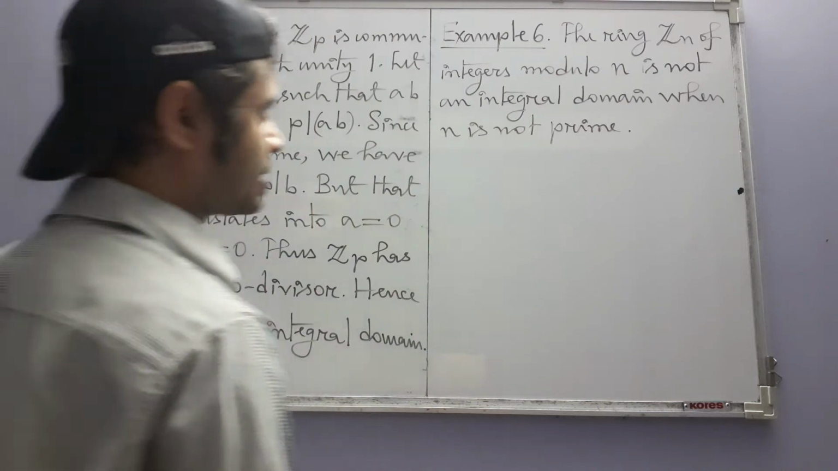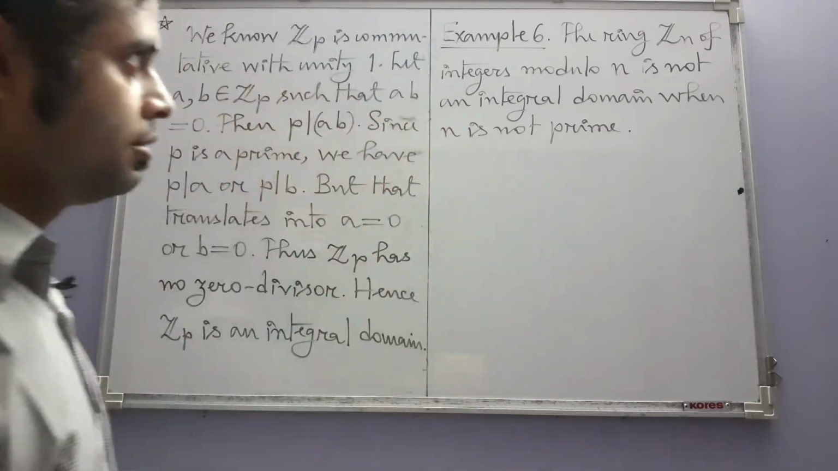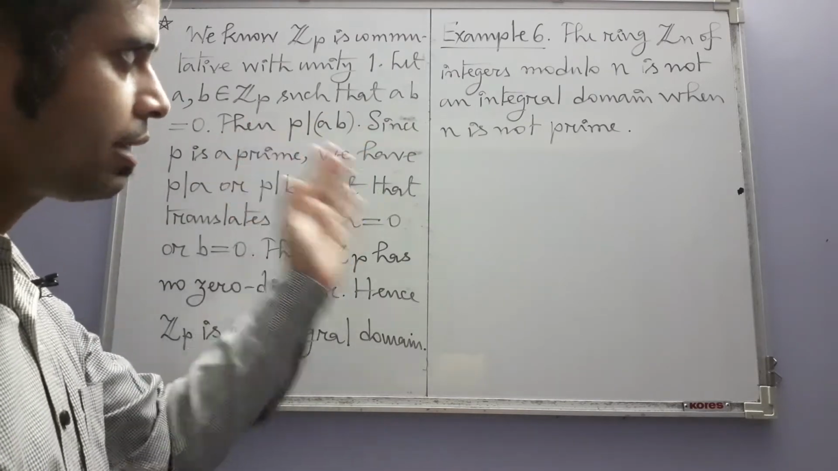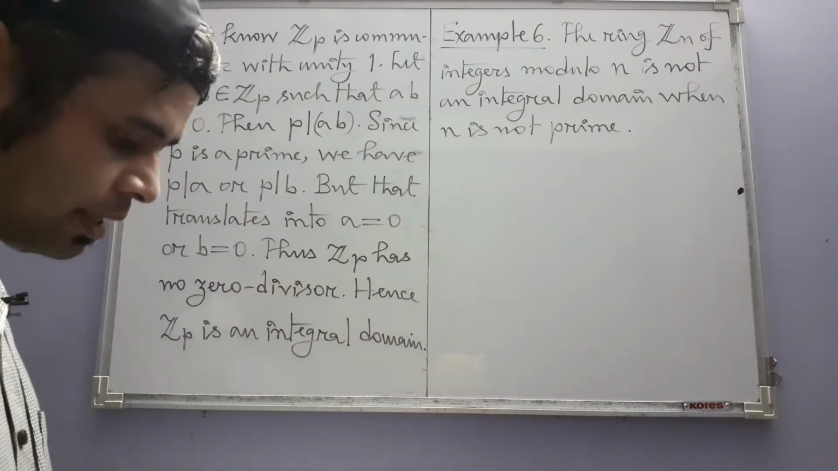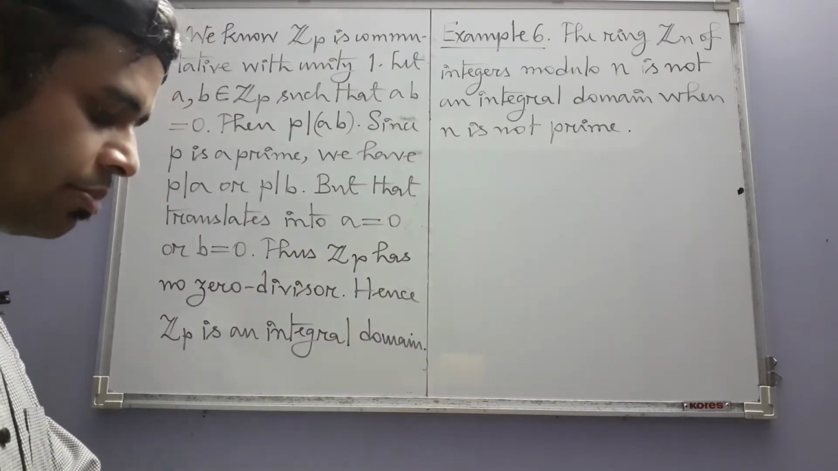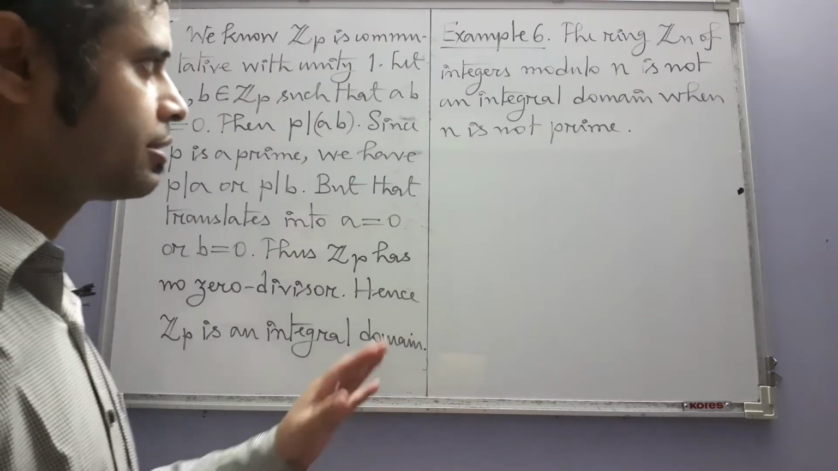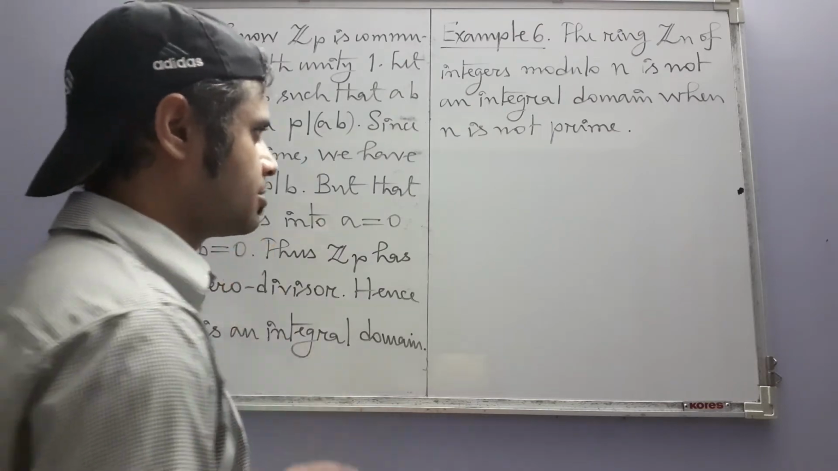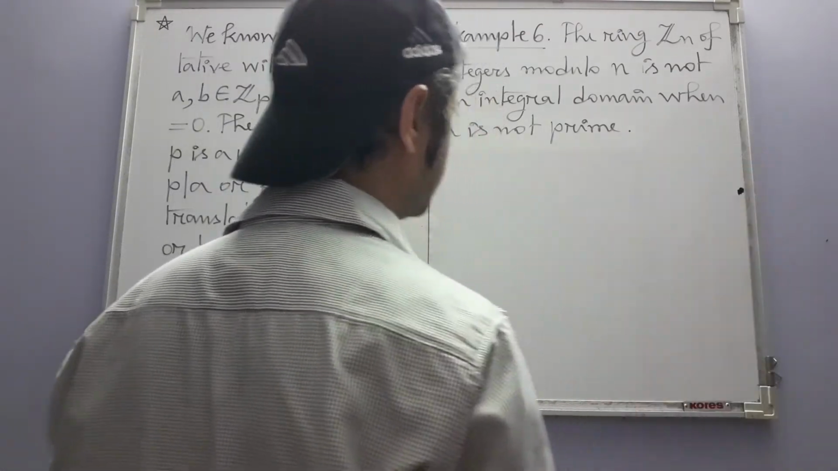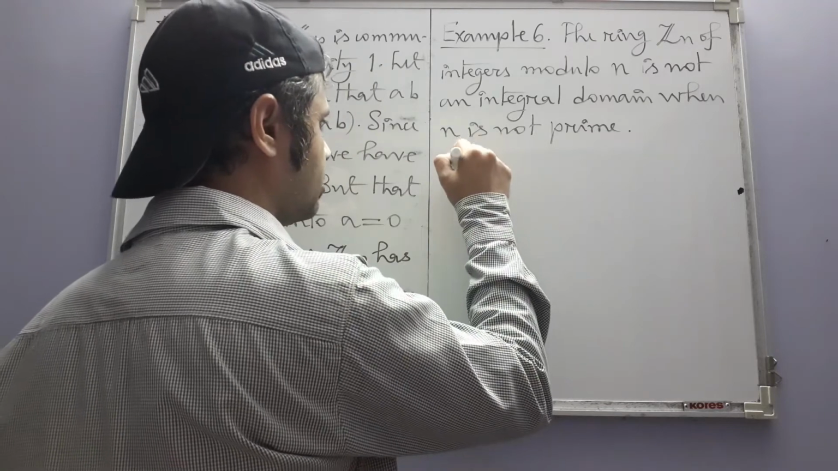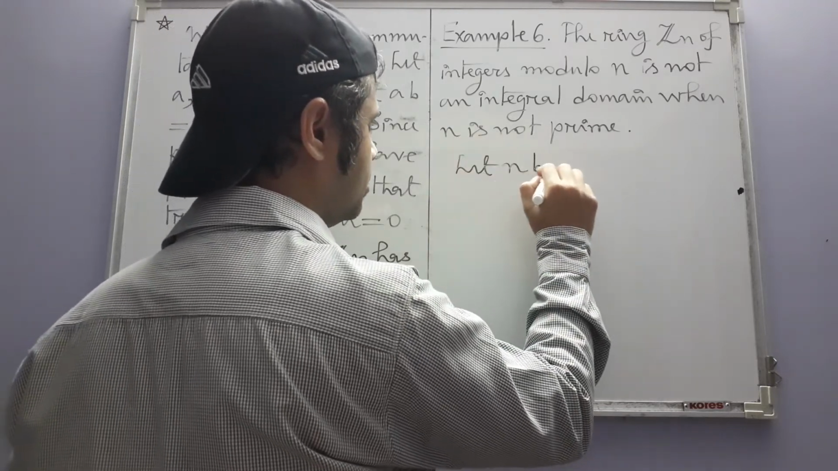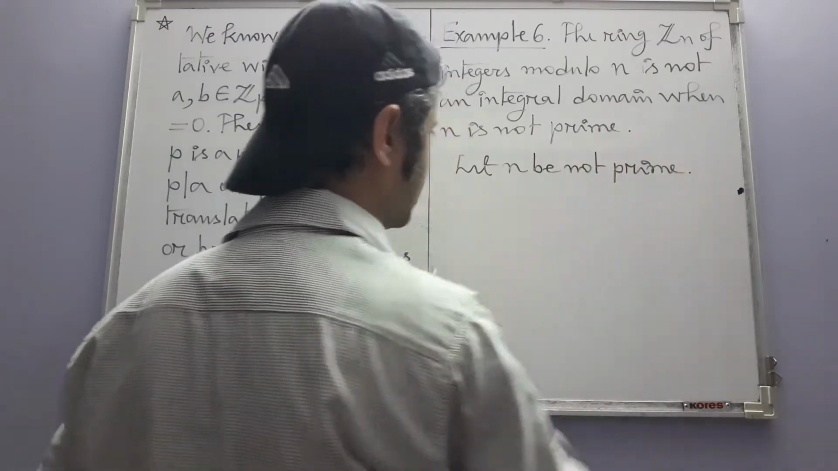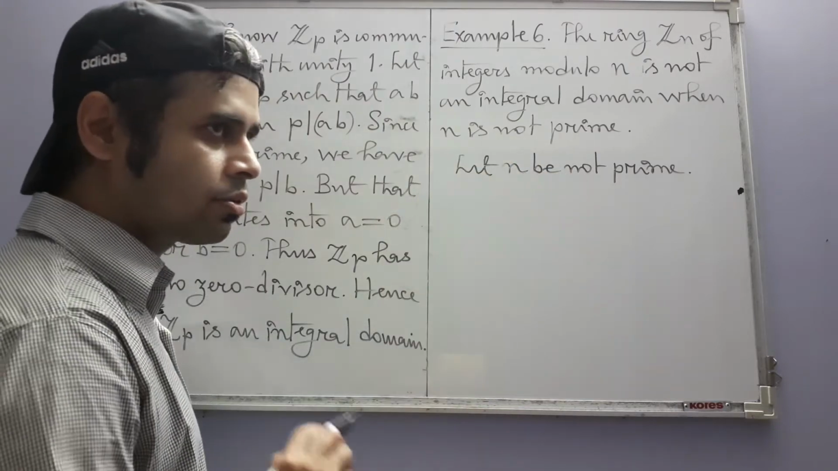Okay, so let us now justify this. This ring is commutative like the other ones, and it in fact has that unity. So in order to show that this is not an integral domain, we have to show that there is a zero divisor, at least one zero divisor. So we just concentrate on that. Let n be not prime, or if you want to write positively, let n be a composite integer.